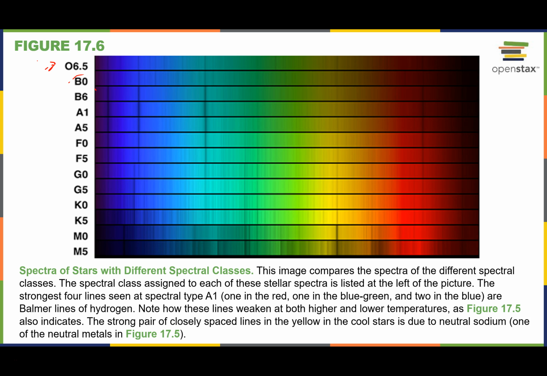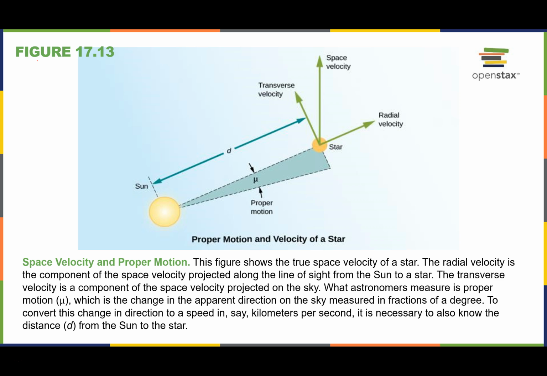So it's a fingerprint. For you biologists in here, you know how we can use DNA to match a sample with a person. We can use these lines to match a star with what we call a spectral type. So these are spectral types. All right.